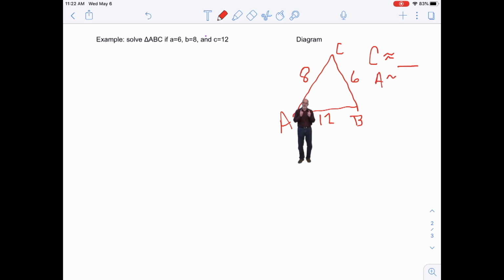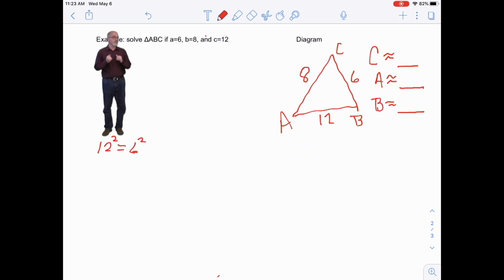Now, what we don't know is any of the angles, so we need to calculate angle C, angle A, and angle B. Now, I'm going to start with C, because it's the longest side. Remember, if there's going to be an obtuse angle, it's going to be with the longest side, because the opposite side is the longest. Therefore, we'll start with angle C and the formula of cosine C in it. So C squared is on the side opposite, so 12 squared equals 6 squared, A squared, plus B squared, plus 8 squared, minus 2 times 6 times 8 times the cosine of that C.